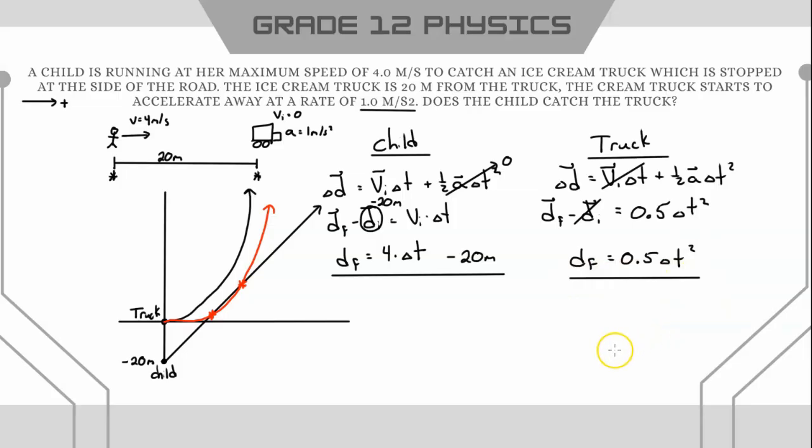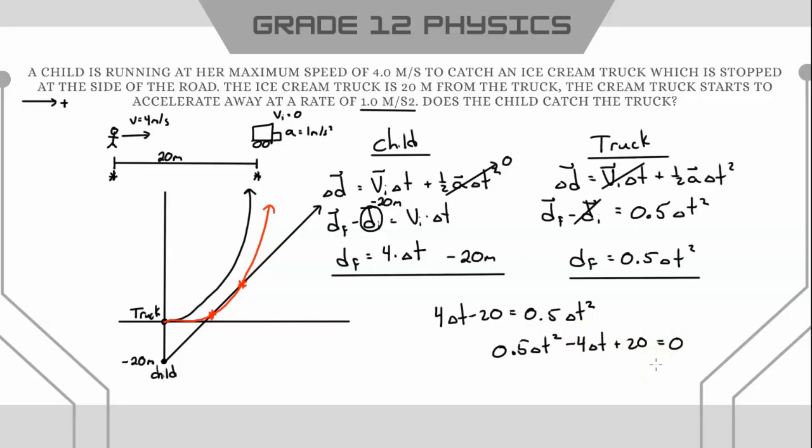Now, what you can do, you've probably done this in math, to figure out where two lines intersect is you set those equations equal to see if there is any possible solution. So if you did that, you would have 4 delta t minus 20 equals 0.5 delta t squared. Now you can rearrange this so that it's in standard form. So we have 0.5 delta t squared minus 4 delta t plus 20 is equal to 0.